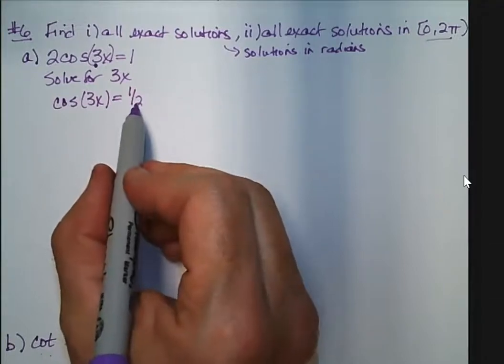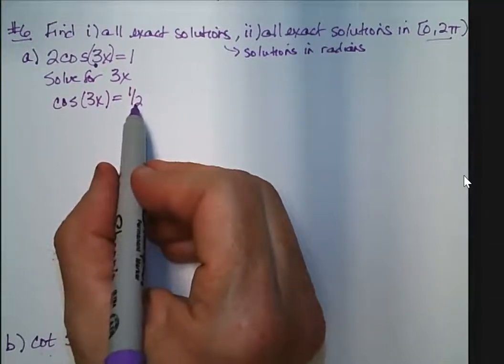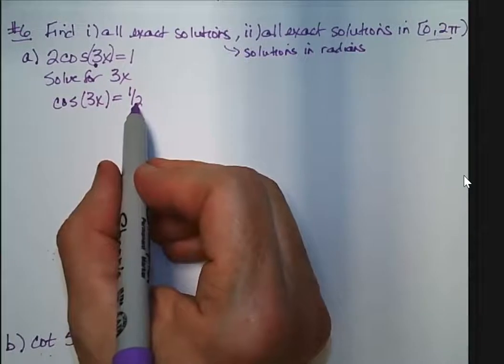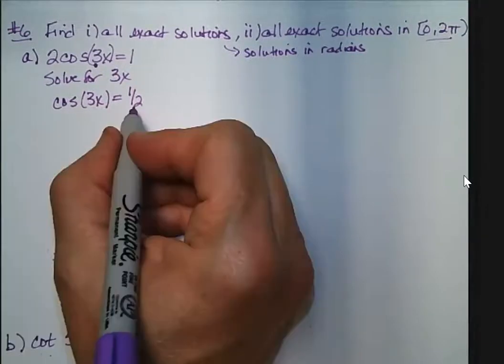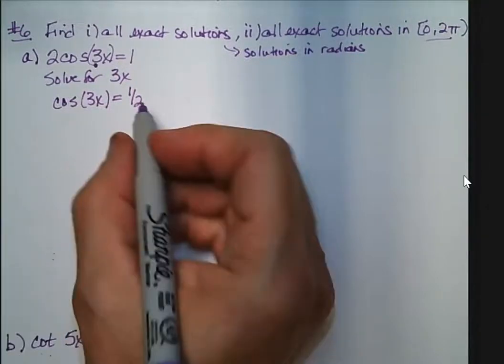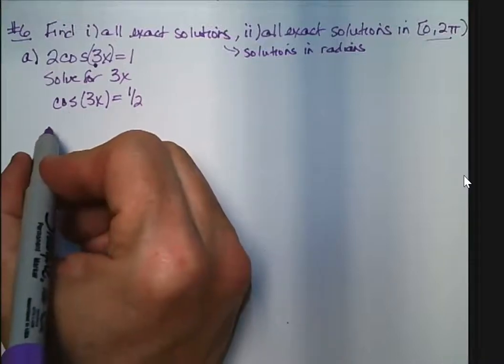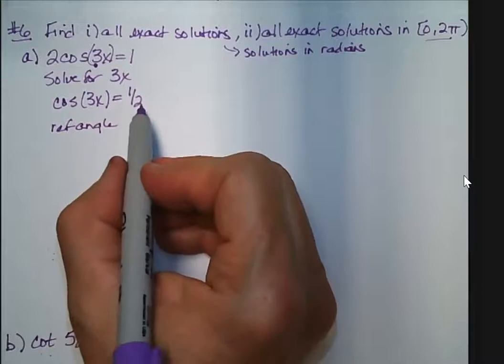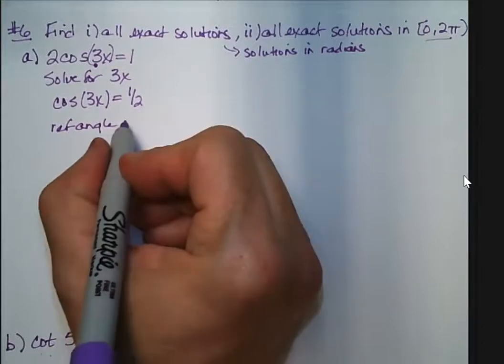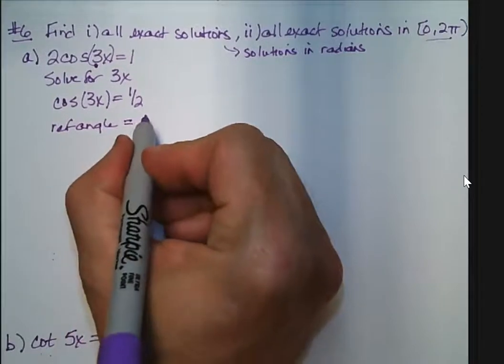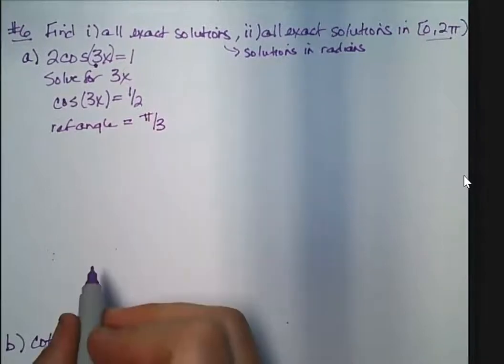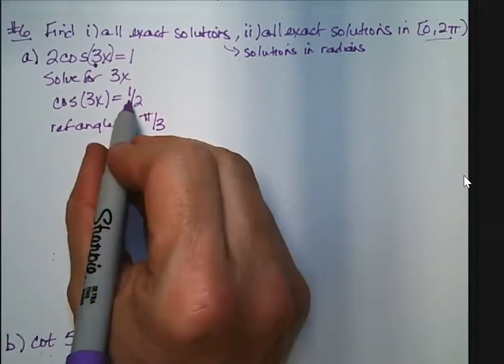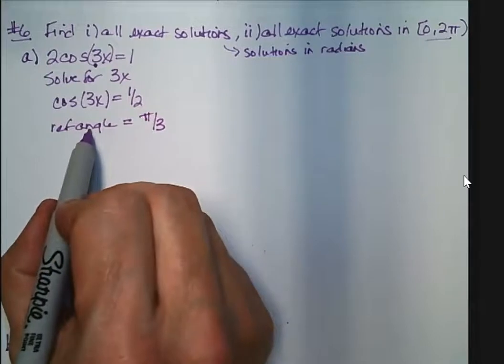Since this is a positive value, that means that we would have one solution in the first quadrant. That's also going to be our reference angle for the second solution. Our reference angle is where the cosine is equal to 1/2, and that is at pi over 3. So this is one of our solutions, but we're also looking for another one.